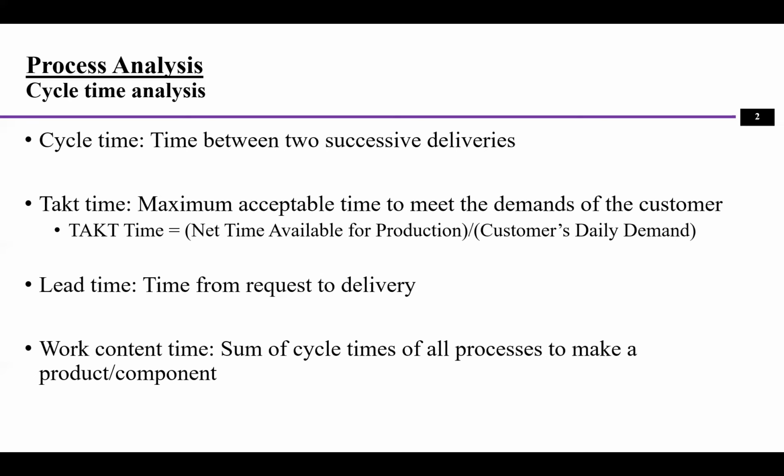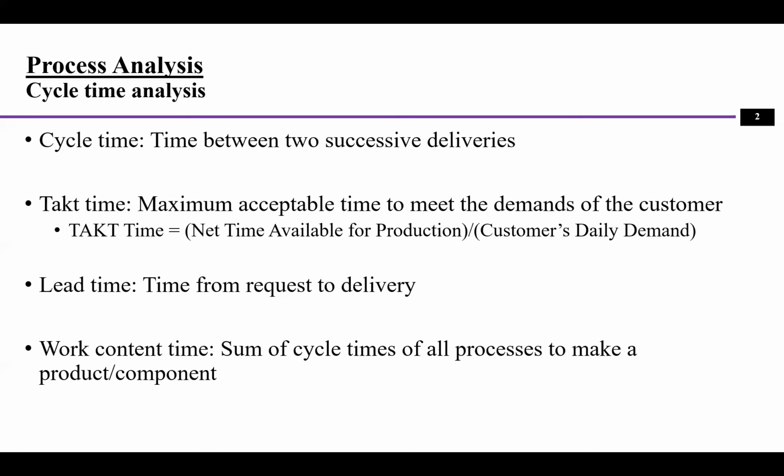It's two successive deliveries. It's not about all the task times added up together. That's not cycle time. Right? Cycle time is how often one part or one product can be made. Right? So this is cycle time.